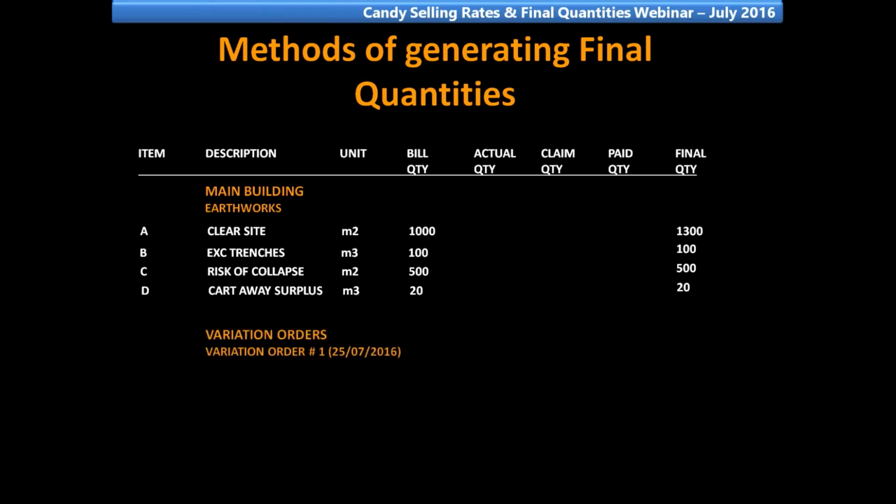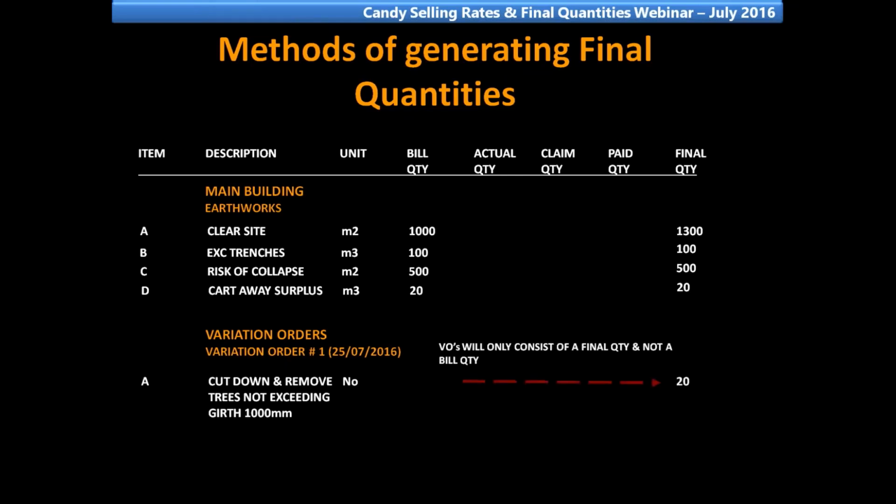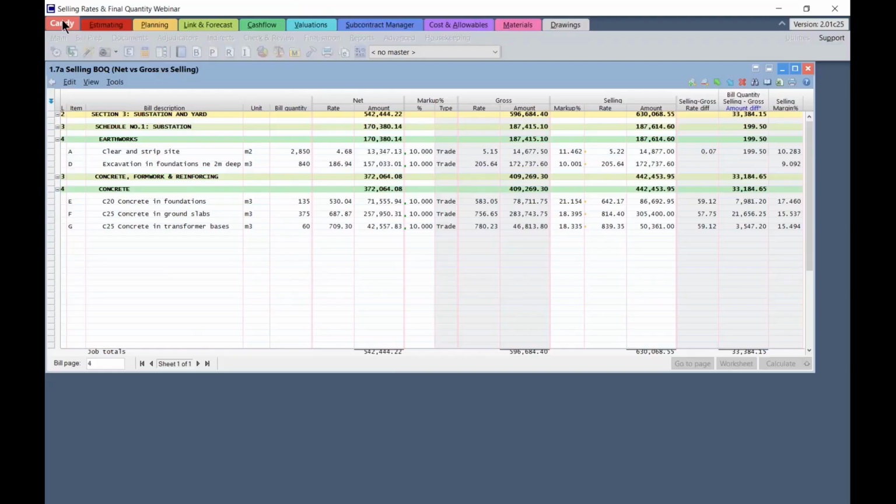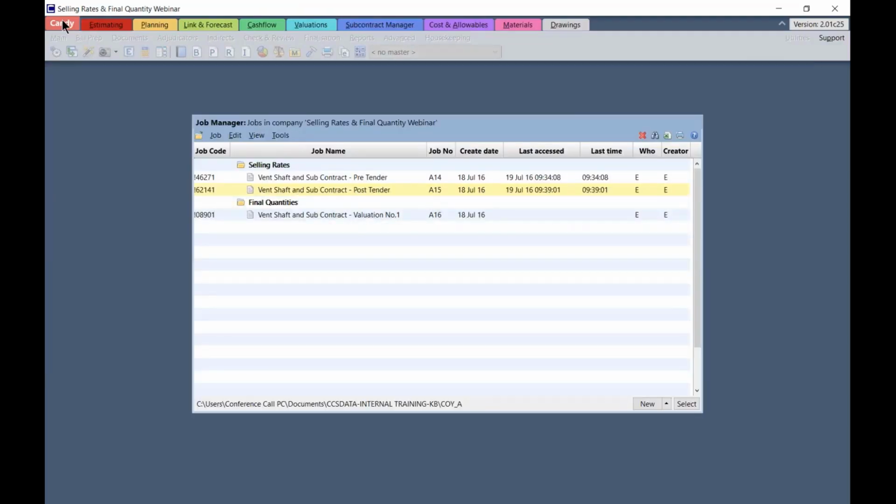Any variation order items, we've got one item, cut down and remove trees. Variation orders will only consist of a final quantity and not a bill quantity. Let's manually illustrate the different methods of generating final quantity.